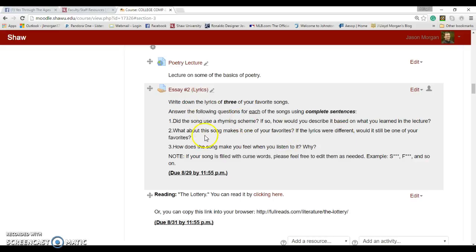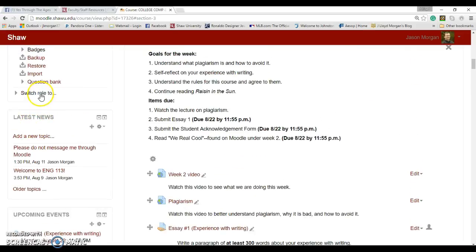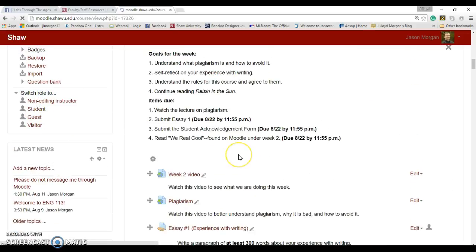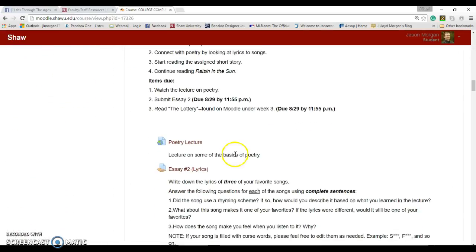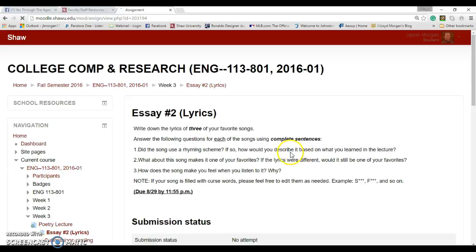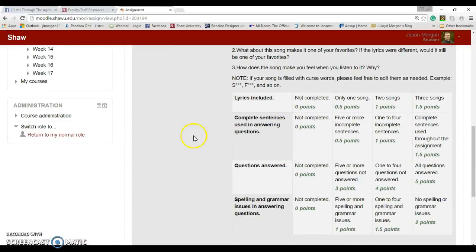So that is the assignment. It is due by August 28th by 11:55 p.m., this essay right here. And again, if you click on it, it shows you. Let's switch my role over to student so you can see the student view. If you look at lyrics, where is it? Right here. You click on this. The rubric is right here. This is how you get graded on this.